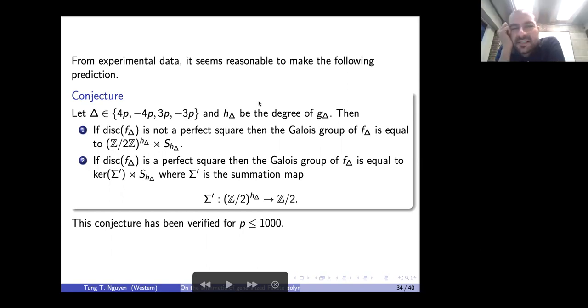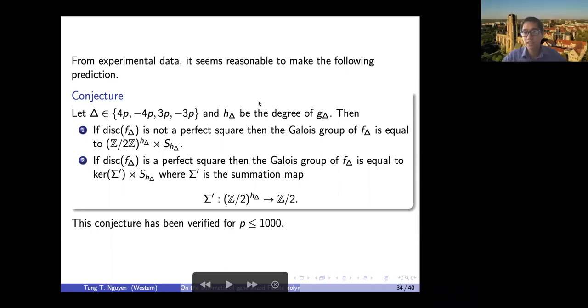Maybe I'll ask a question here. So what if you look at, let's say, 5p and minus 5p, do you have any conjectures about what sort of thing you might expect in general? Yeah, so that's a great question.